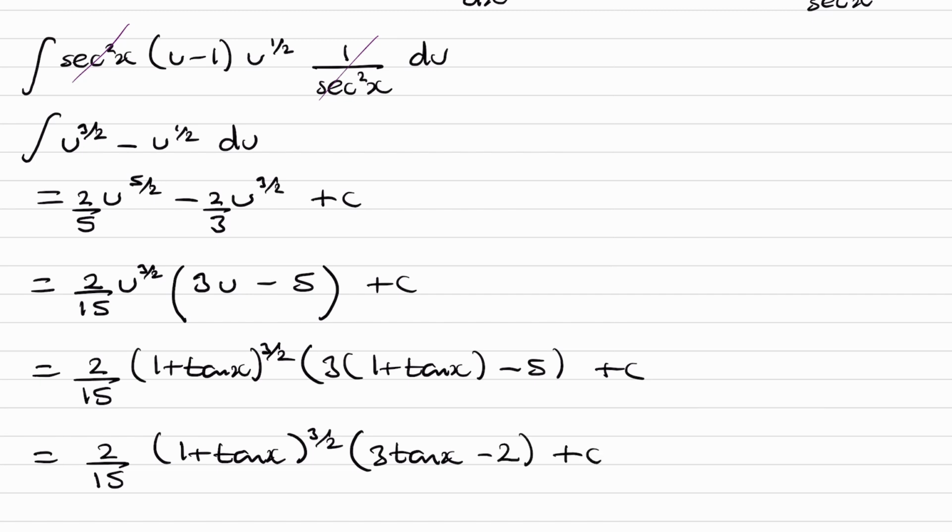So again, we don't have to do that. If the question asks for it, obviously you would. But we could have stopped here and just replaced all the u's with 1 plus tan x, and that would be fine. I was just showing you this manipulation because it sometimes comes up and students often find it tricky.